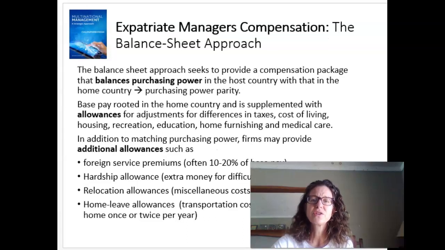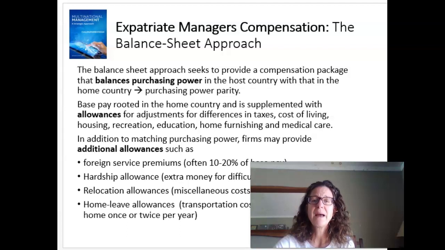There are several approaches to constructing a compensation package for an expatriate. The balance sheet is one approach and a very popular one in American multinationals. The balance sheet approach seeks to balance purchasing power in the host country and making sure that the expatriate has purchasing power parity. As I explained earlier, this means that the expatriate has the same purchasing power in the host country as they had at home and does not suffer a loss in standard of living.